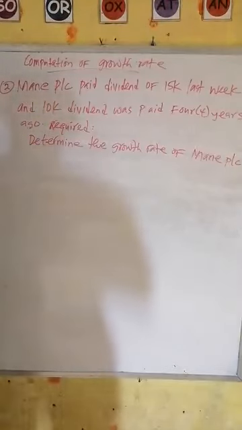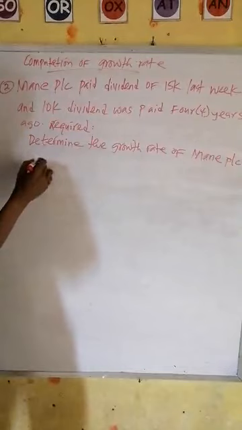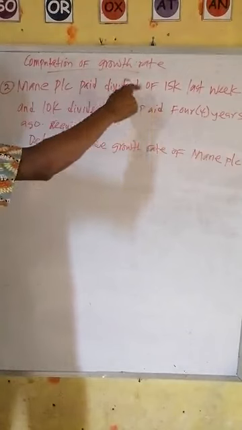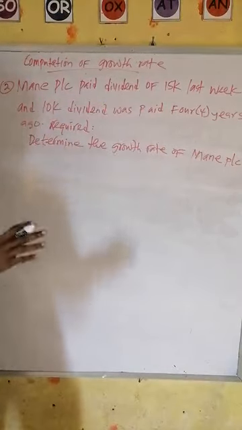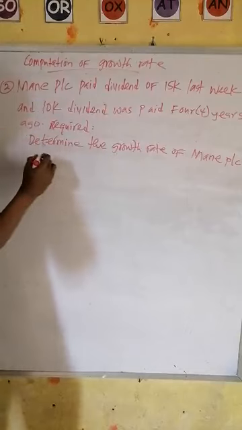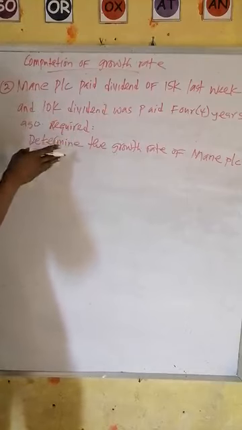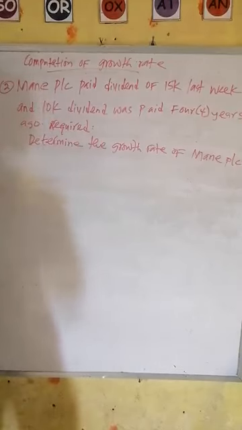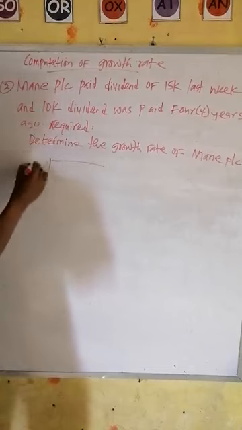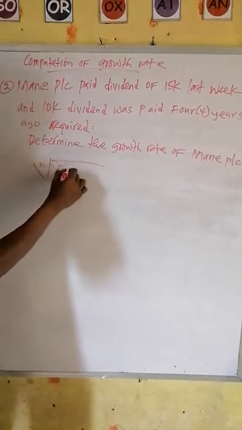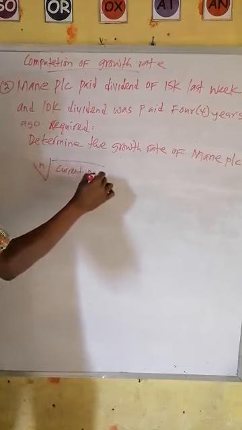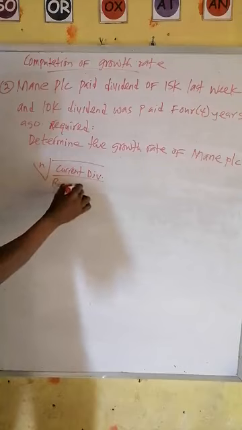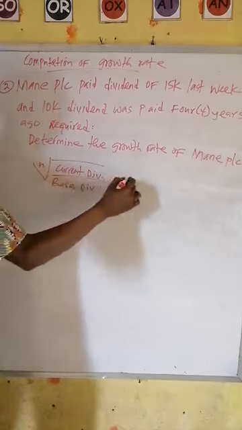So therefore, without wasting our time, the formula to use here is what? You can see we have current dividend and base year dividend. It's only when you are given in tabular form that you are going to use the n minus 1. But in this case we are not given in tabular form. So we use the second one, which is the Nth root of current dividend over base year dividend, minus 1.